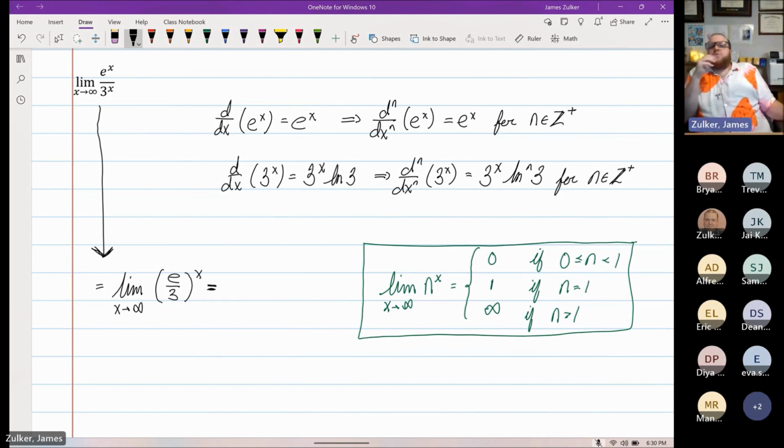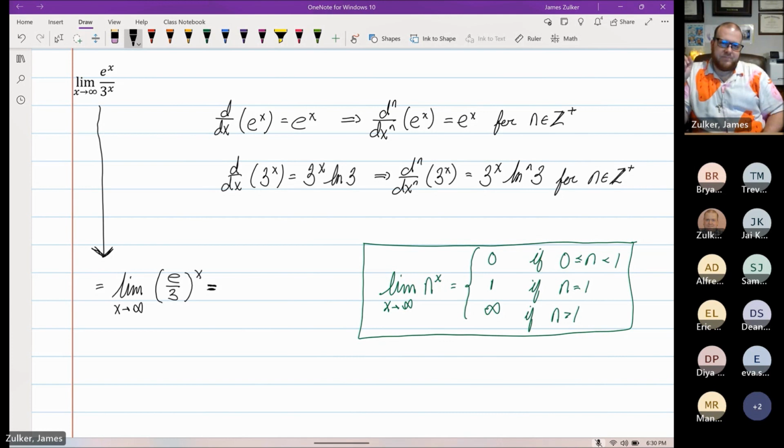Which of those three scenarios do we have here? Right? e over 3, is that equal to 1? Well, clearly not. e is not equal to 3. So it's going to boil down to, is e less than 3, or is e greater than 3? Because if it's less than 3, then this limit is 0. If it's greater than 3, this limit is infinity.